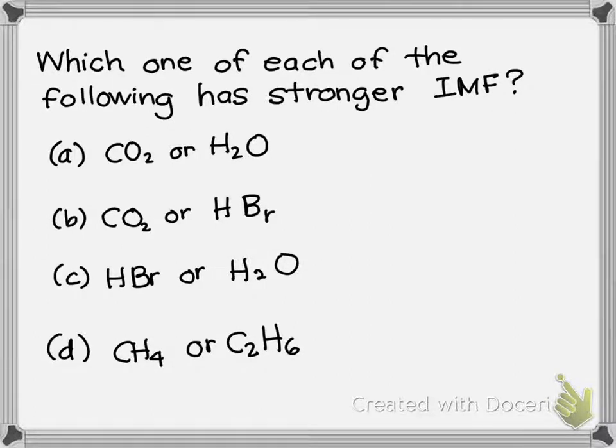Now, which one of these is stronger? So now we have to identify what type of force. So letter A, carbon dioxide. So carbon surrounded by 2 of the same. This is nonpolar. So it has London dispersion. And water is hydrogen bonding. It has an O and an H. So hydrogen bonding is stronger than London dispersion, so this one has the stronger intermolecular forces.